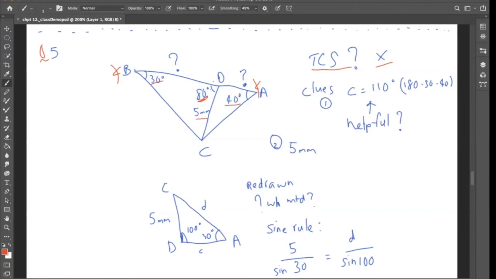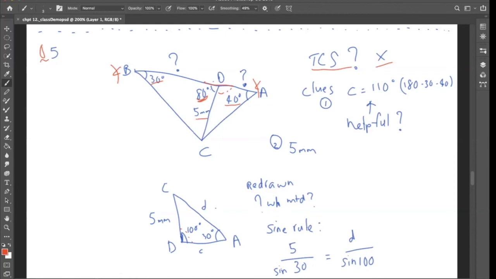So to redraw this, I know that this is 80 degrees. So if I flip it upside down, angle D will be 100 degrees. Why? Because 180 minus 80, this one will be 100 degrees. Okay, so I redraw this again.